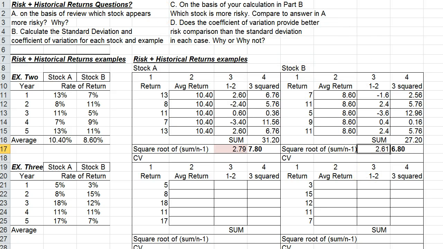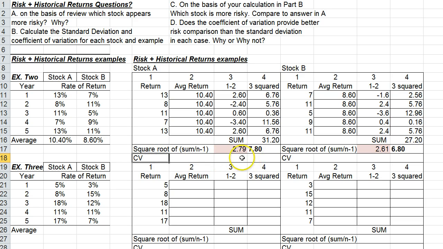Okay. And I have my second square root. Now, this by itself, if the average return was the same, then I could say that stock A is riskier because it has a higher standard deviation. But because the two averages are different, I can't say that. That's where the coefficient of variation comes in.